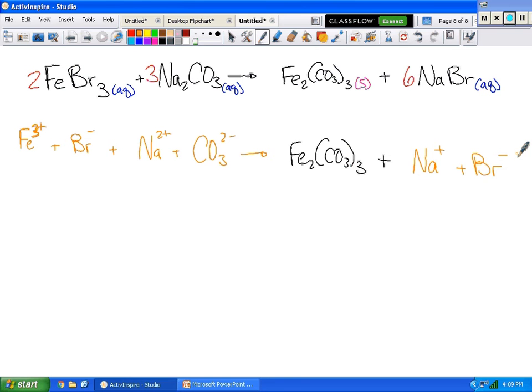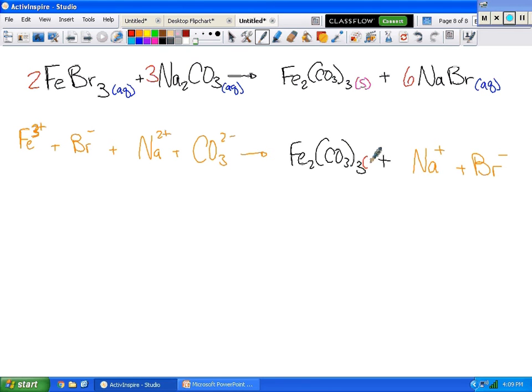That's for acids and bases. If it's a strong, write the ion. If it's a weak, write the entire compound. This is the complete ionic. It asked you to do this.